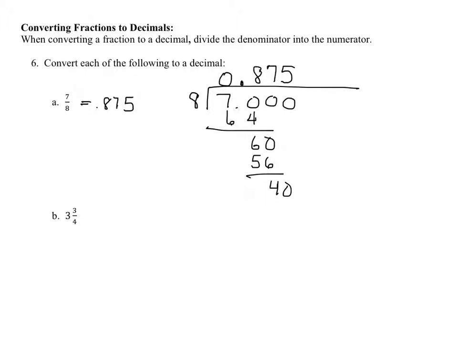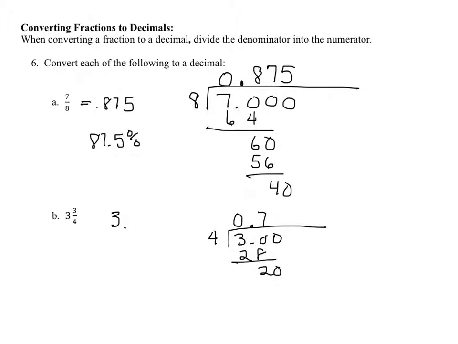For fun, what would it be as a percent? Well, that would be 87.5% because I would move it 2 places to the right. Cool. How about 3 3/4? Well, 3 is just plain old 3. And 3/4 written as a decimal, well, do the division. 4 goes into 3.00, so it doesn't go in here. 7 times 4 is 28, 20 left, 2 left over, bring down the 0, so 3.75. And most people think about it as 3/4 are 75 cents, right? So 3.75.